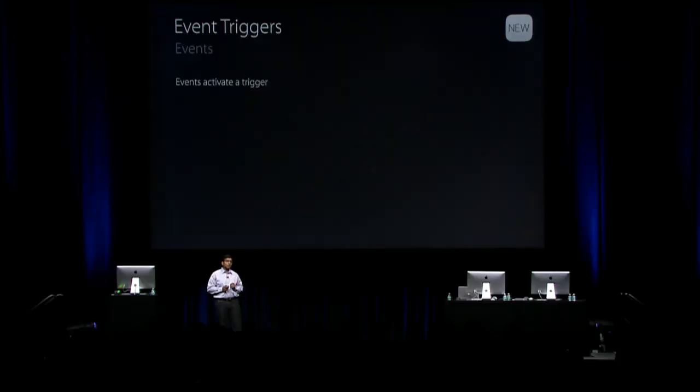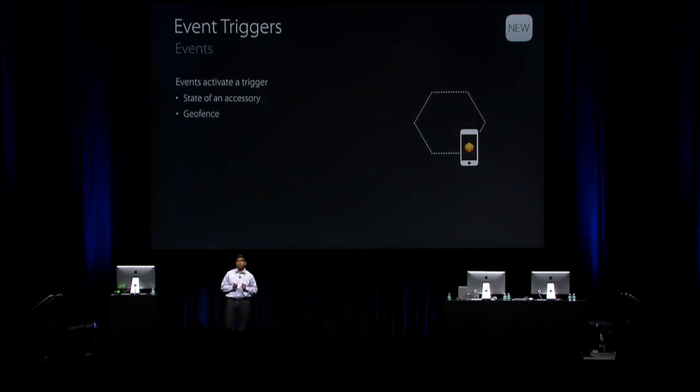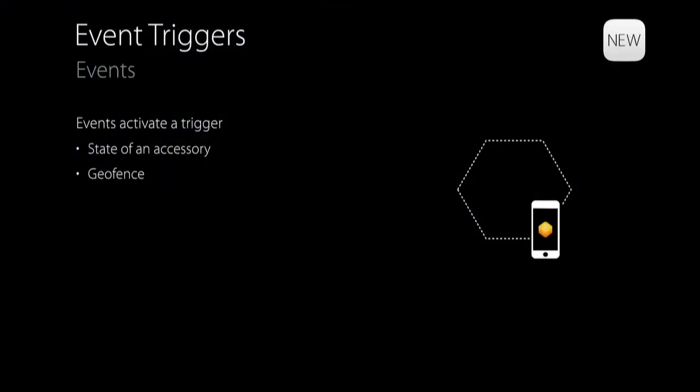Let's talk about what kind of events we support. We have events corresponding to the state of an accessory. So this would correspond to our front door unlocking. And we also have geofence-based events. So you can generate events corresponding to when I leave home or arrive home. Let's go through each one of these and see how we represent them in the APIs.